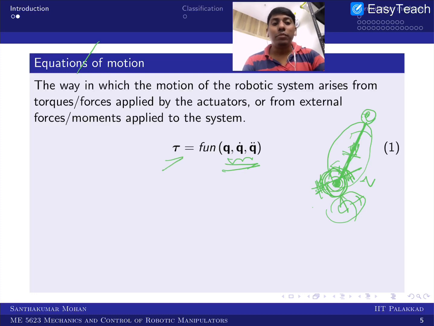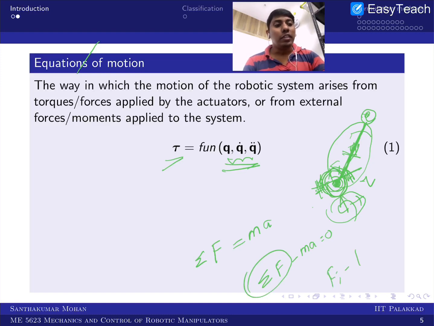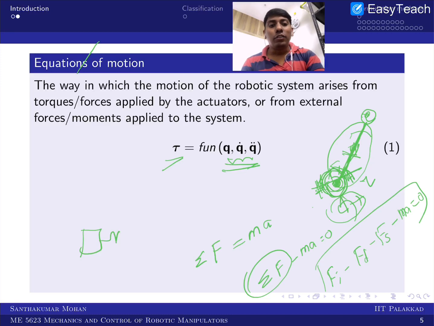Newton's equation says sigma F equals ma, or you can write D'Alembert's principle: sigma F minus ma equals 0. Here F is the input force and the dissipative force, and I assume there is also a restoring force, which is equivalent to the inertial force. Now I assume this is a simple mass associated with a spring and a frictional damper, moving on a frictionless surface.